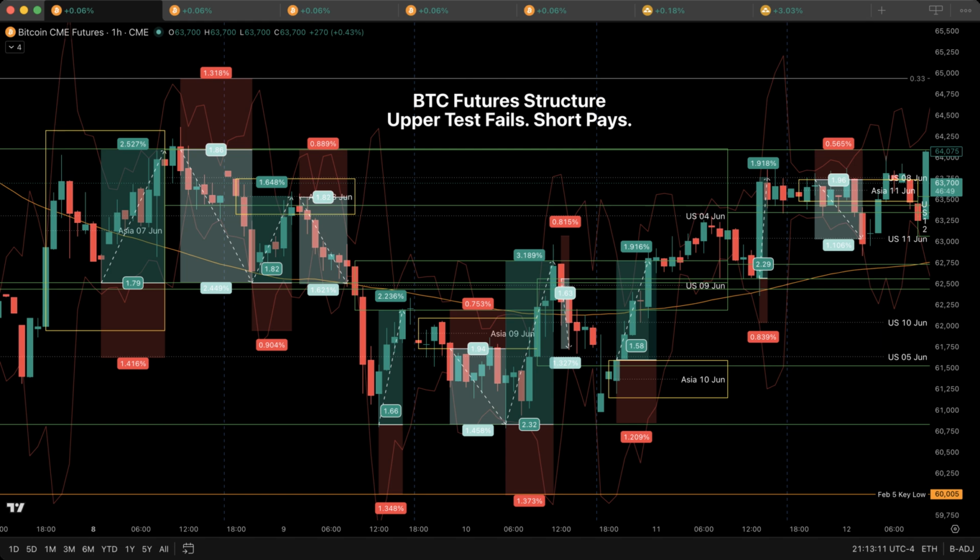The target sits at June 11th US session midpoint. Why there? Because after the Asia upper boundary fails, price returns into the active US memory. The midpoint becomes the first clean destination. It is not the lowest possible target. It is the target where reaction can appear. That makes the setup practical.